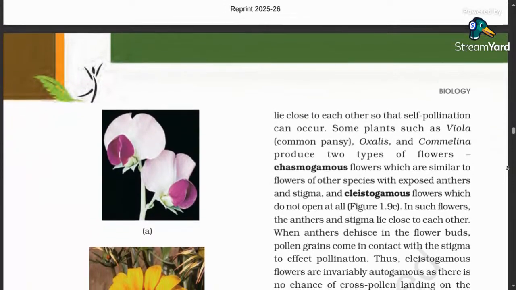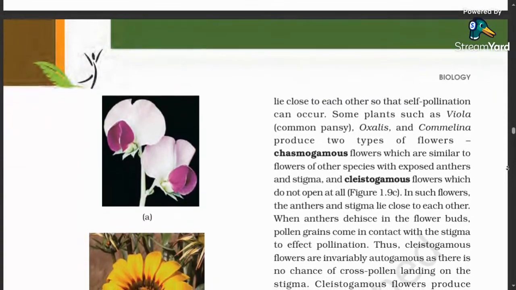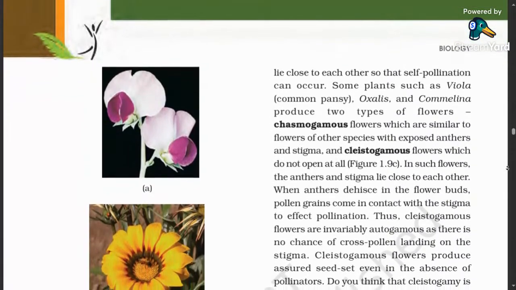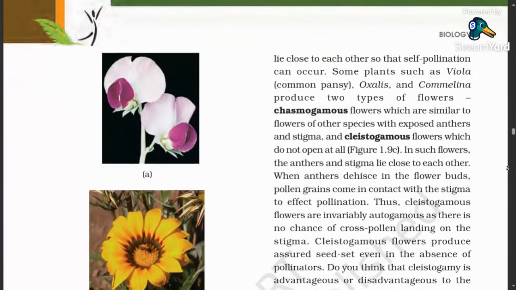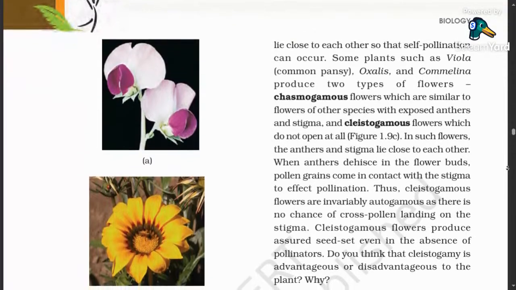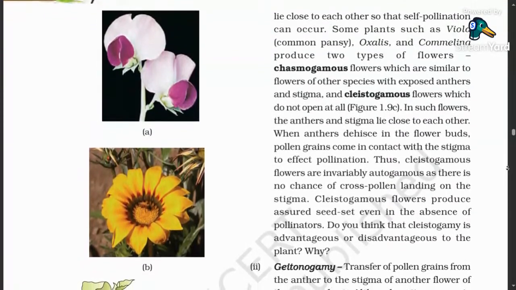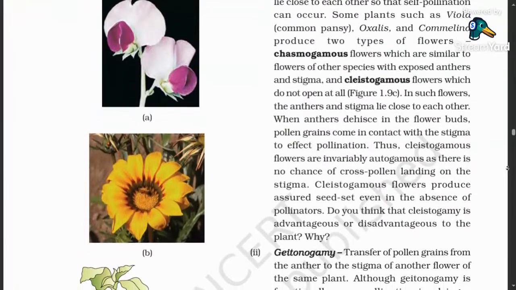In such flowers, the anthers and stigma lie close to each other. When anthers dehisce in the flower buds, pollen grains come in contact with the stigma to effect pollination. Thus, cleistogamous flowers are invariably autogamous as there is no chance of cross-pollination landing on the stigma.